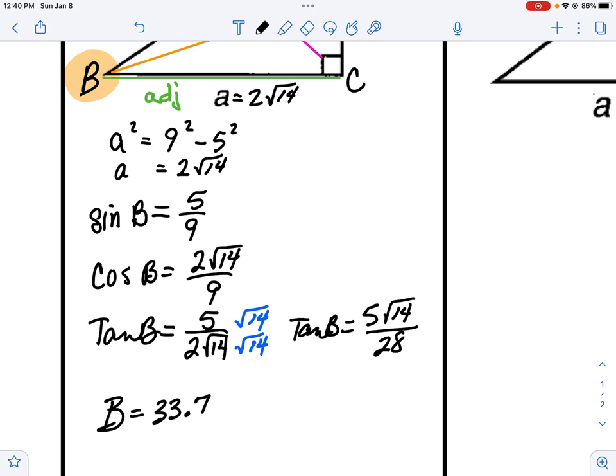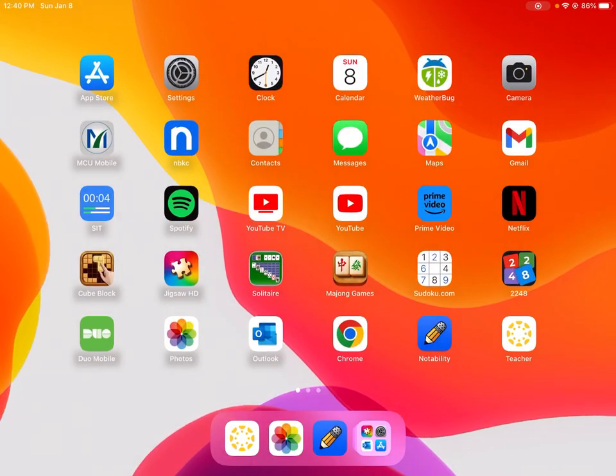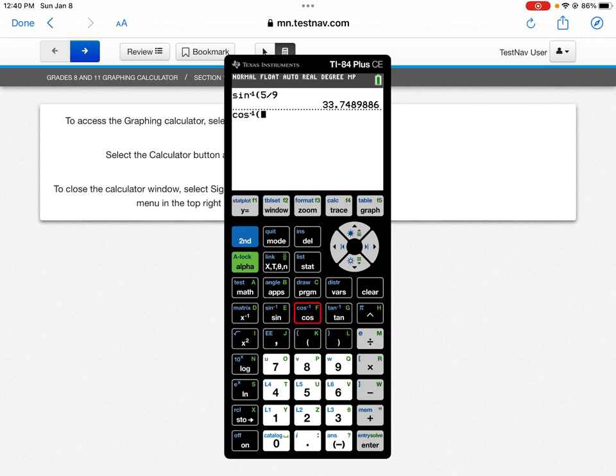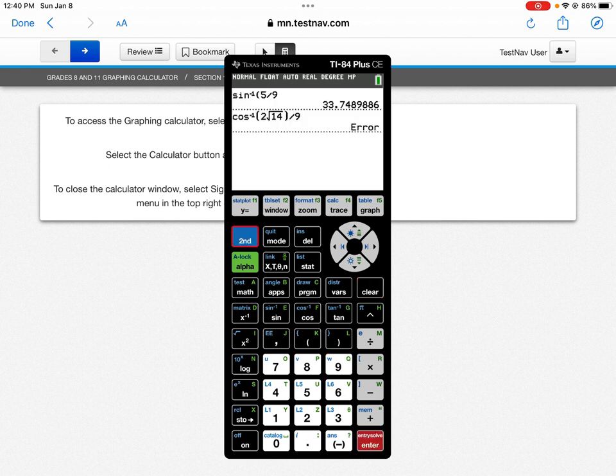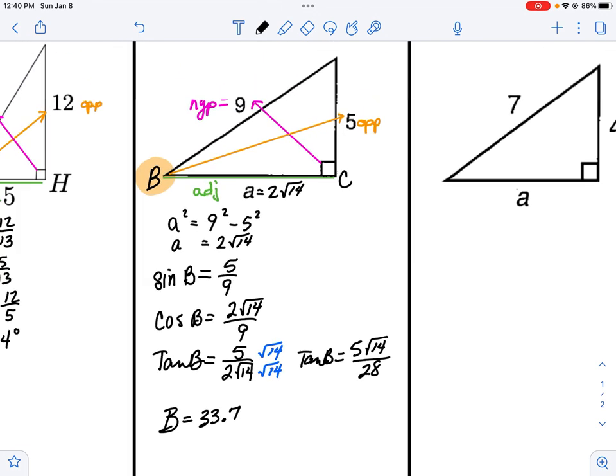And we could use any of the other ones. We could do cosine: 2 radical 14 divided by 9. We could go second cosine 2 radical 14, then arrow out, then close the parenthesis, and then divided by 9. Oh, not 9 divided by, what was it? Yeah, 2 radical 14 divided by 9. Second cosine 2 radical 14 divided by 9. Is it not 2 radical 14? It is. 2 radical 14 divided by 9.